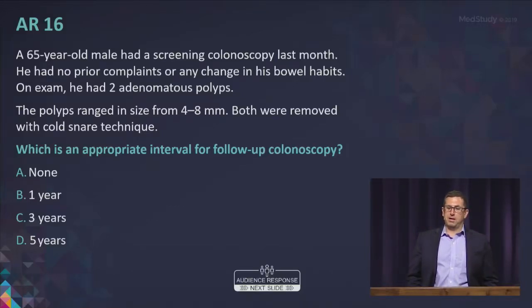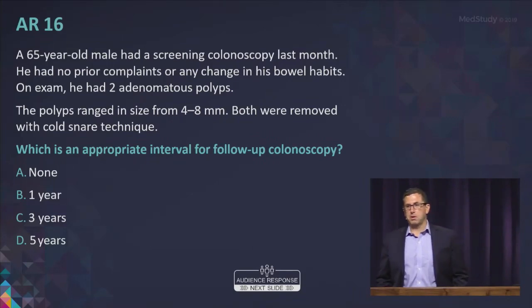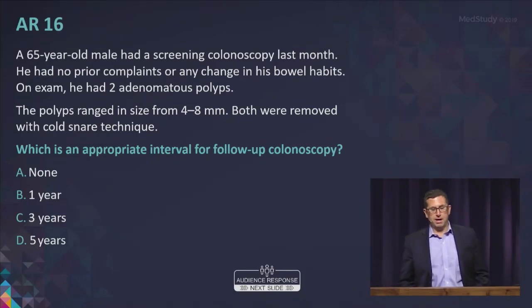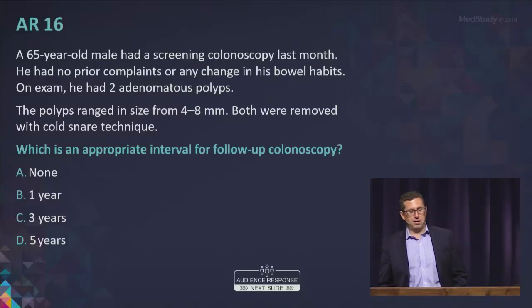A 65-year-old male had a screening colonoscopy last month. He had no prior complaints or change in his bowel habits. On exam, he had 2 small adenomatous polyps, 4 to 8 millimeters, that were removed. What is the appropriate interval for follow-up? A, no follow-up. B, 1 year. C, 3 years. D, 5 years.